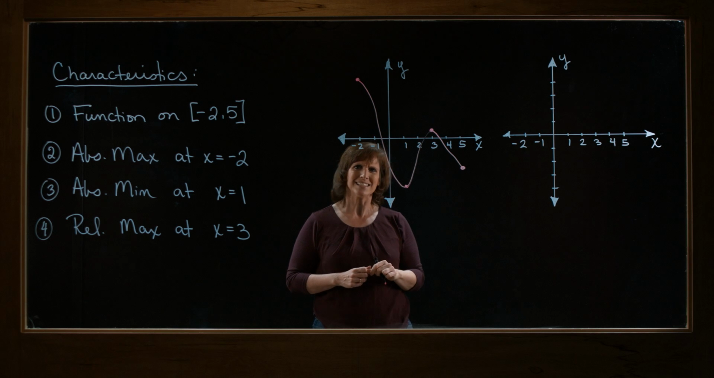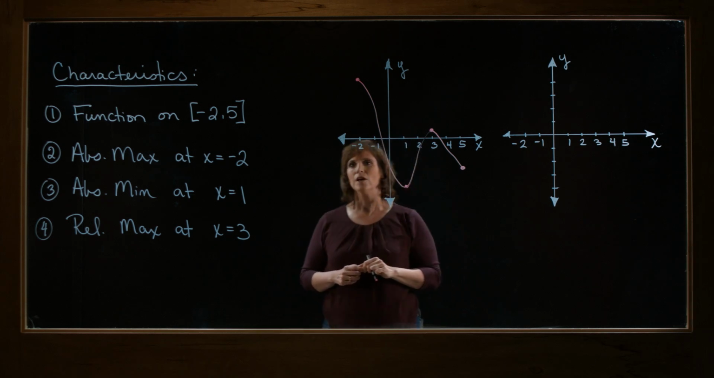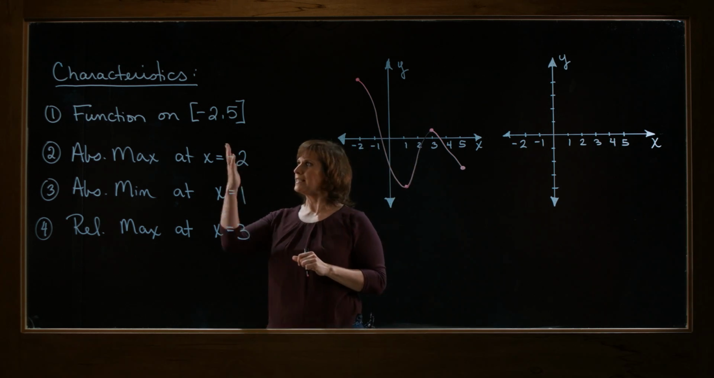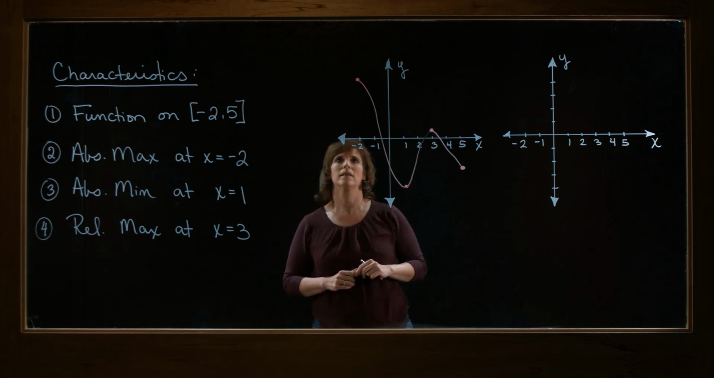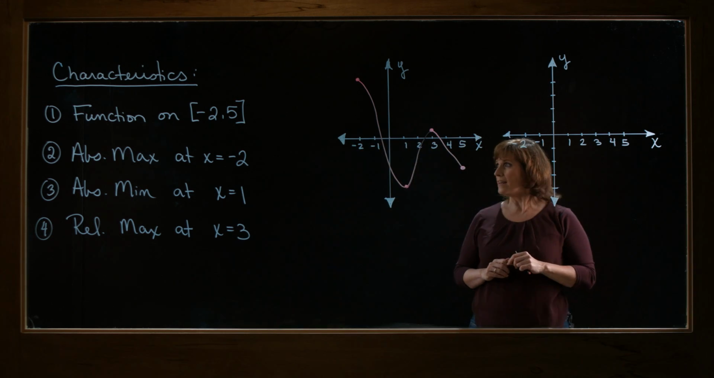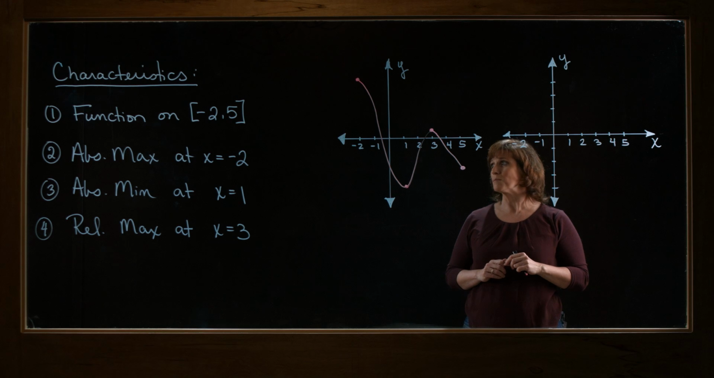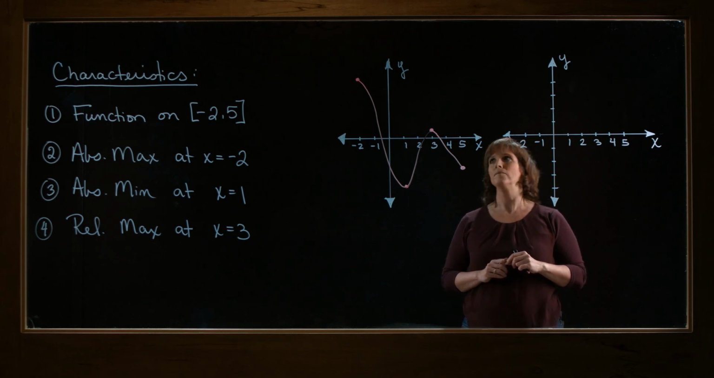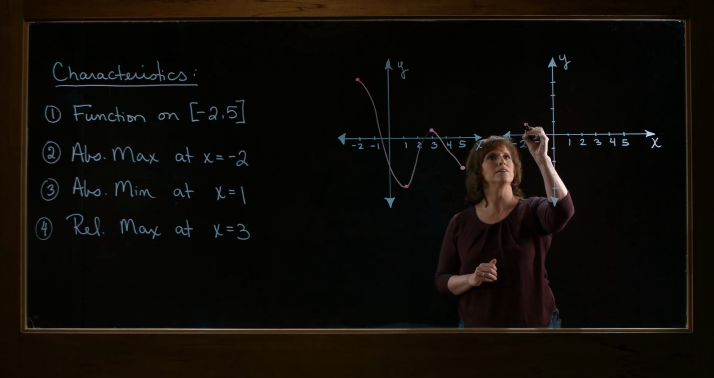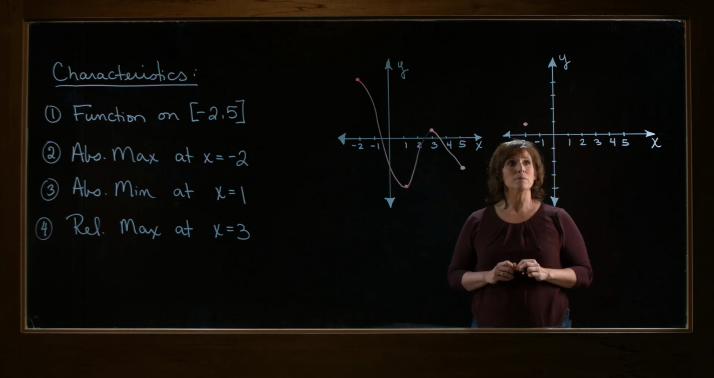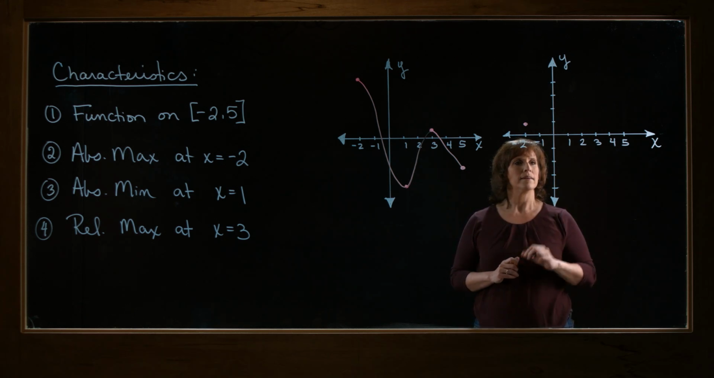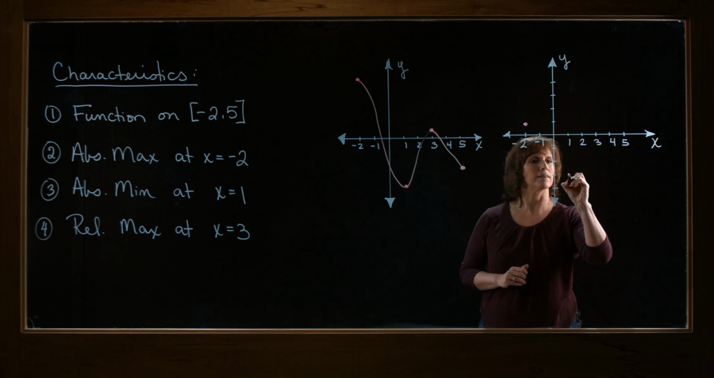Well, like I said, this isn't the only way you could do it. So let's look at the same criteria and choose some different points. Again, my absolute maximum is going to happen at -2. I'm going to put it right here this time. My absolute minimum is going to occur at 1. I'll put it right here.